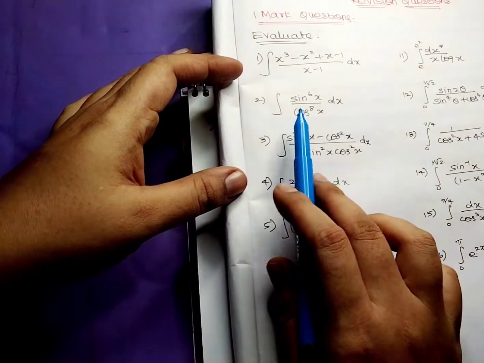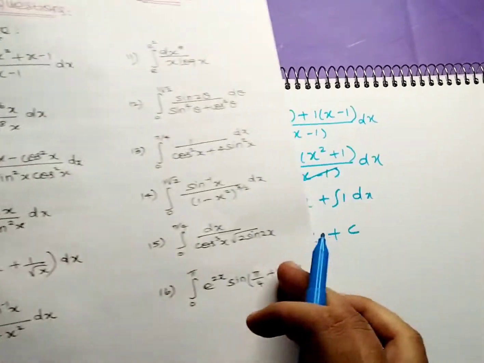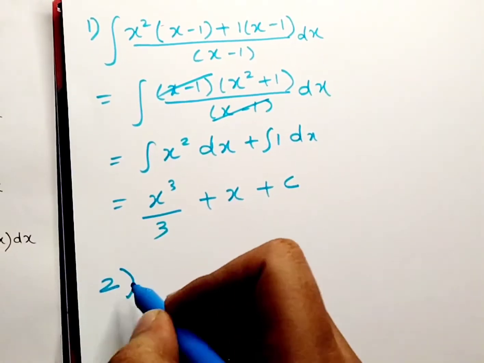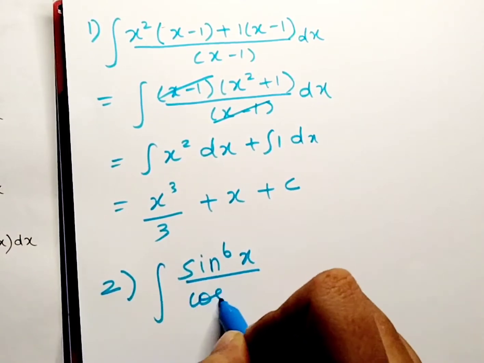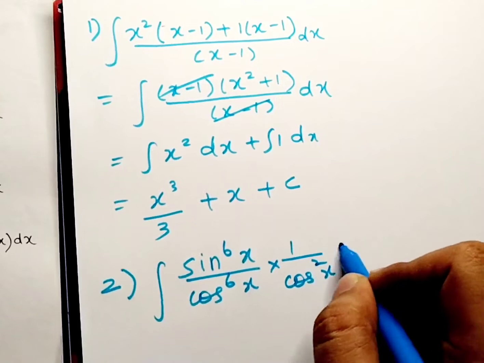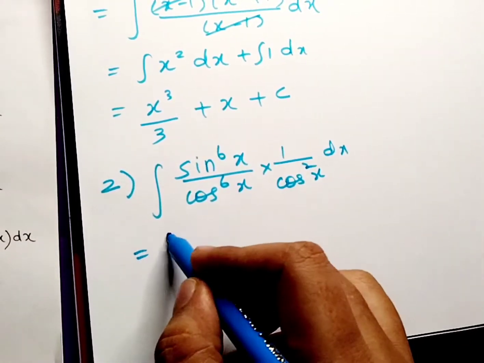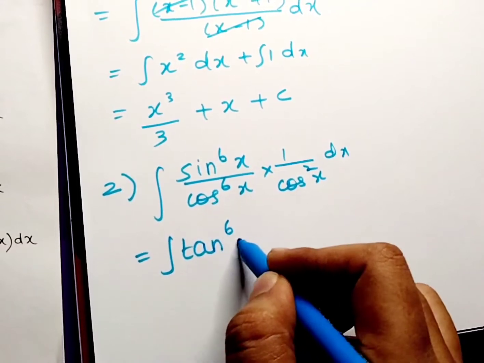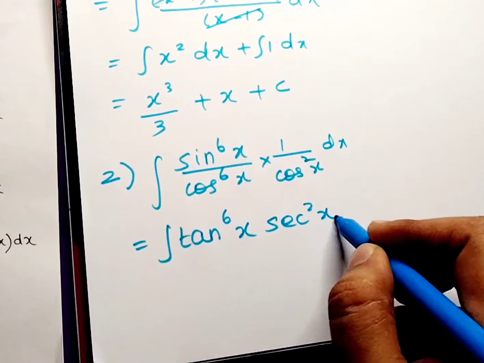Question number 2, integral sine power 6x by cos power 8x. Here we can combine sine power 6 and cos power 6 separately, and 1 by cos square x separately. This will become tan x, and the power we have is 6. So tan power 6x, and 1 by cos square we can write as secant square x dx.